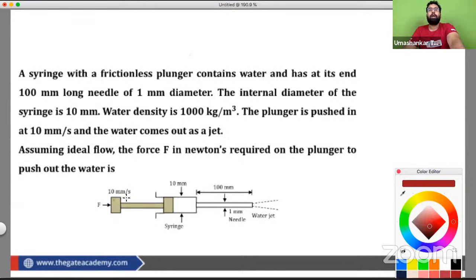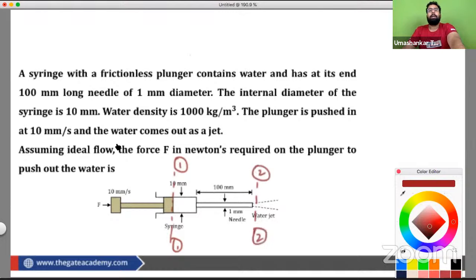So we have to find the force on the plunger. If by any means we can find the pressure at this region, let's suppose this is section 1, and multiply it with the area, we can certainly find the force here. So let's suppose this section is 1 and this section is 2.